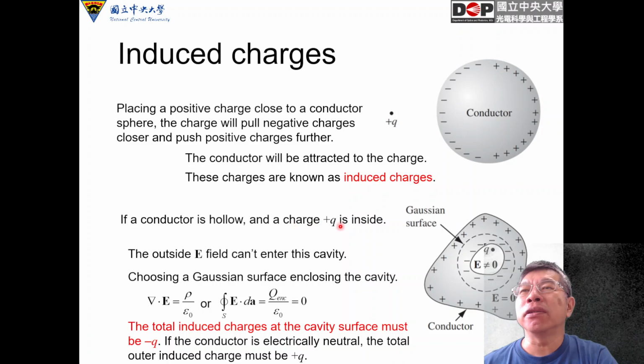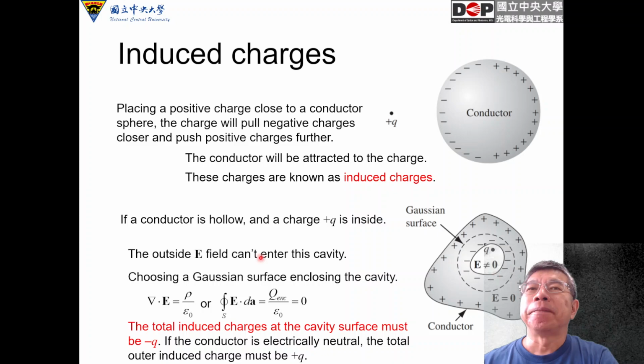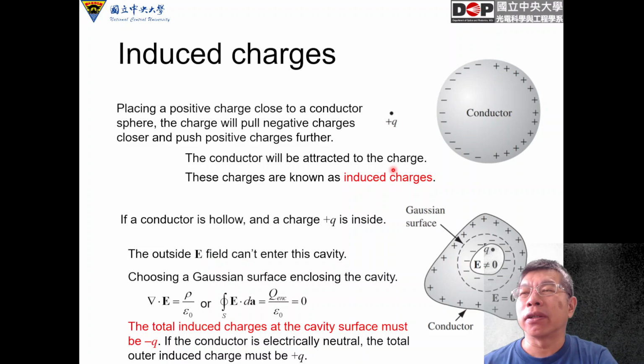and the charge Q is inside. If you place a charge inside the hollow hole in the conductor, the outside electric field cannot enter the cavity. So there's no outside electric field here. Choosing a Gaussian surface to enclose the cavity, so we choose a Gaussian surface here, just covering the cavity.